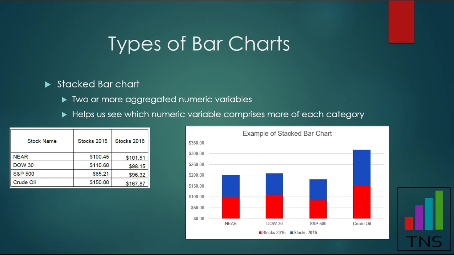A great example again, keeping with finance trends, is stocks. You have 2015 and 2016 for these 4 stocks here, and you can see how they're spread out. Between the 2 years, you can see that 2016 was a little bit better, for example crude oil over here. So you can get an idea of which part makes up more of each category.